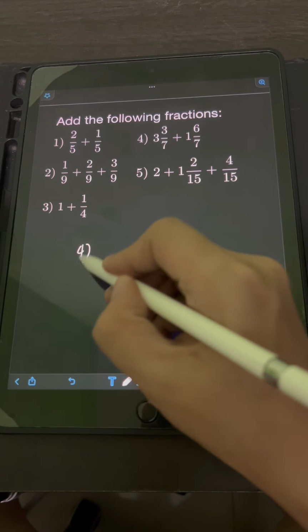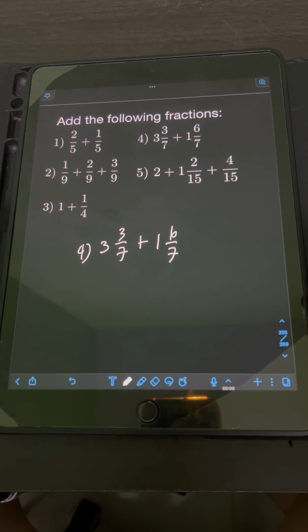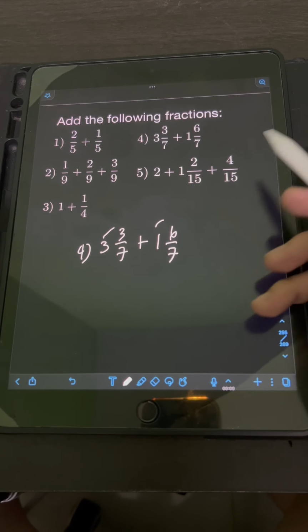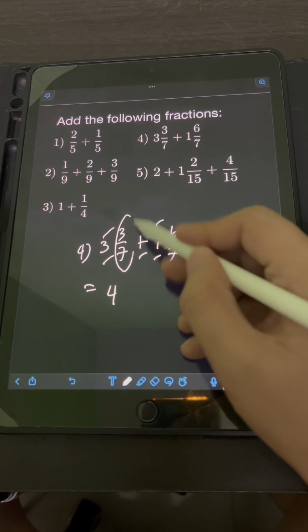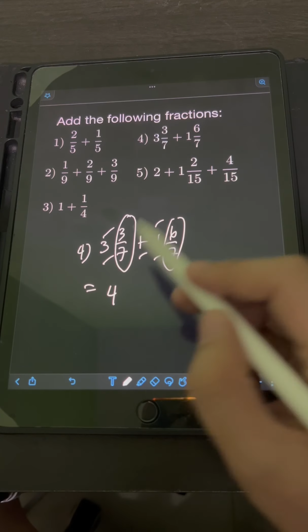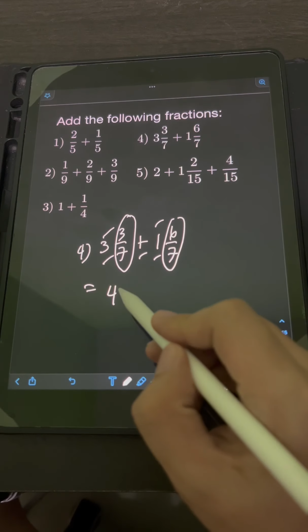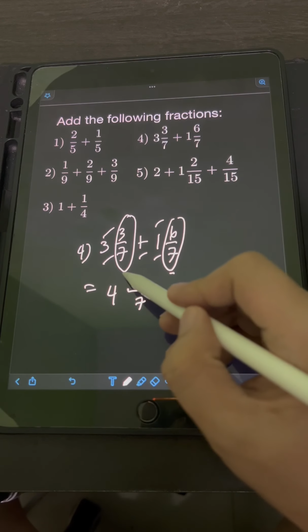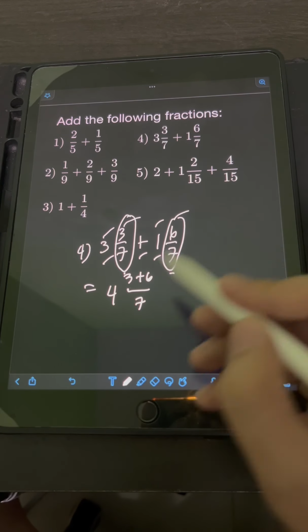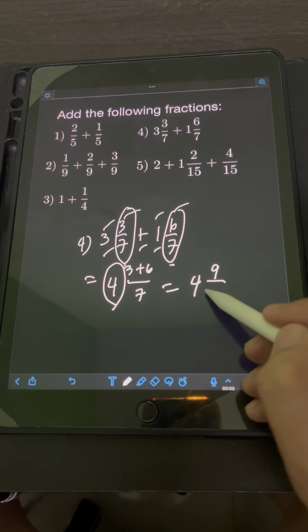For number 4, we have 3 and 3/7 plus 1 and 6/7. So this time we are adding two mixed numbers. If that's the case, we can add first the whole numbers. So we have 3 plus 1, that will be 4. And then let's also add the fractional parts. So we can add 3/7 plus 6/7, which are again similar fractions, right? So copy the same denominator of 7 and then add the numerators 3 plus 6. So we will have 4 and 3 plus 6, that's 9 over 7.